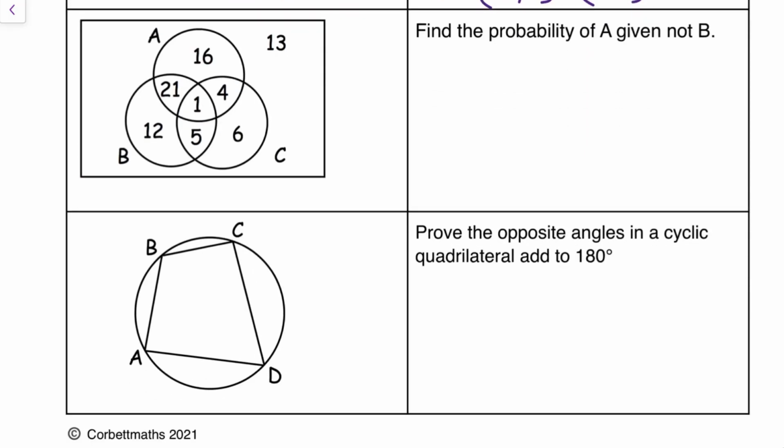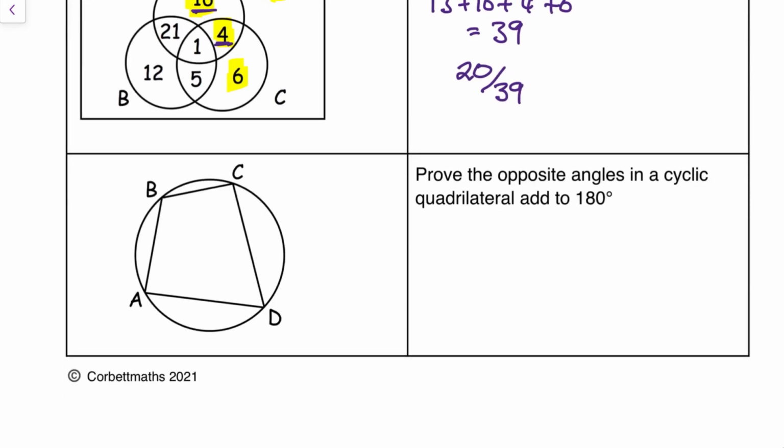Okay, find the probability of A given not B. All right, so I have to start by working out what's not in B. So that's not in B, that's not in B, nor is that, nor is that. So the total of the values not in B are going to be 13 plus 16 plus 4 plus 6, which is going to be 20, 33, 39. Now, out of those not in B, which of those are in A? Well, it's going to be 16 and 4. So in other words, there are 20 things inside A that are also not within B, so therefore it's going to be 20 over 39. Next question.